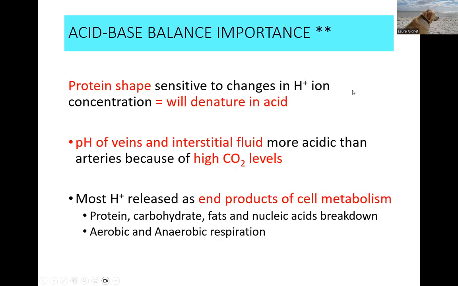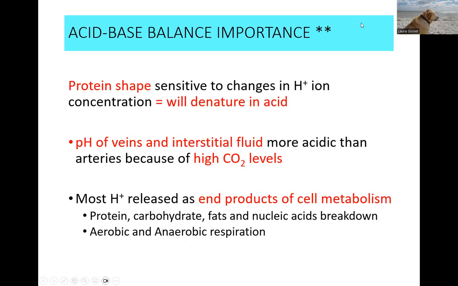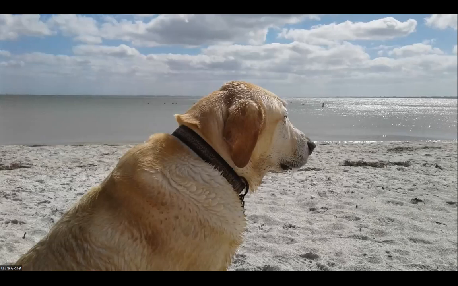Okay, so this is where I'm going to stop this Zoom and then start another one, because we're getting into acid-base balance, and that way you can do this in portions, so to speak. All right, so I'm going to stop this and then I'll initiate a new one, and it'll be a separate Zoom.